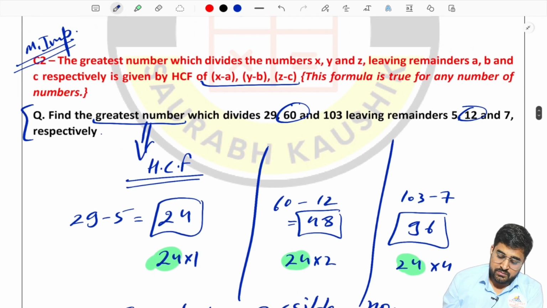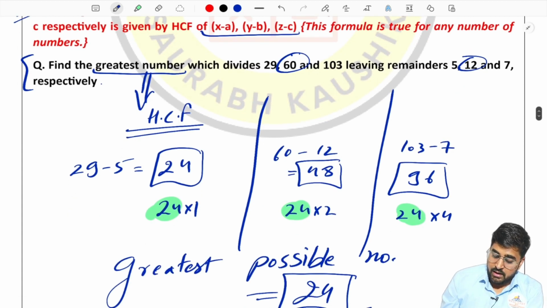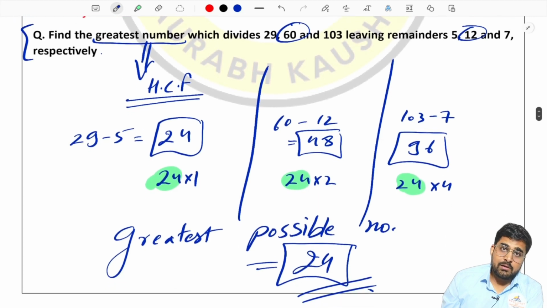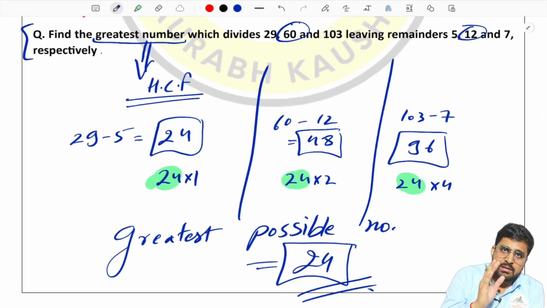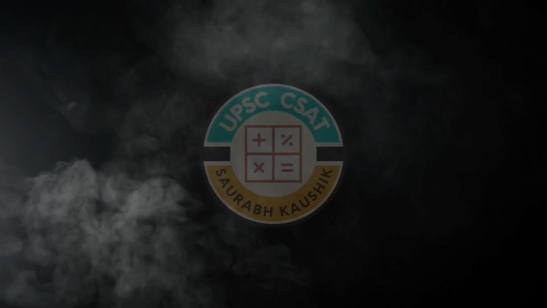I hope this concept is also clear, and this is the most important one. If you are not able to understand, then please repeat this concept. This is very important. Mark my word, you will find this in your examination. Let's move to concept number 3.